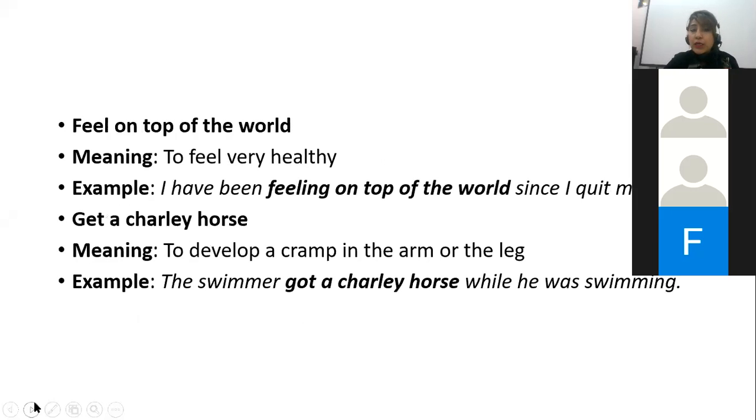"Feel on top of the world" means feeling very healthy, feeling very happy. I have been feeling on top of the world since I quit my job. Quit means to leave, okay? Next, to develop a cramp in the arm or the leg. The swimmer got a Charley horse while he was swimming. So the idiom is "get a Charley horse."